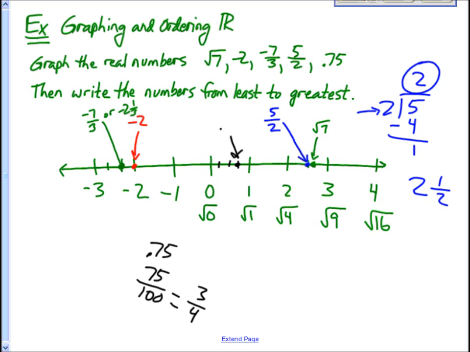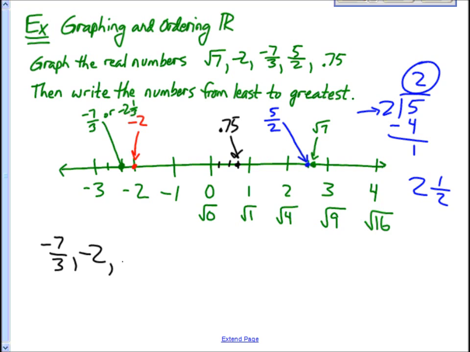So there's our 0.75. So if we were to order these now from least to greatest, we would go from the bottom, negative 7/3, then we got negative 2, then we got 0.75, then we got 5 halves, then we got square root of 7. There it is, ordered from least to greatest.